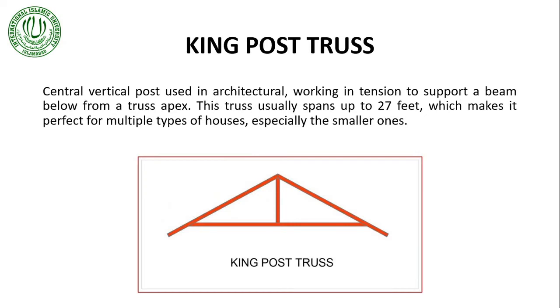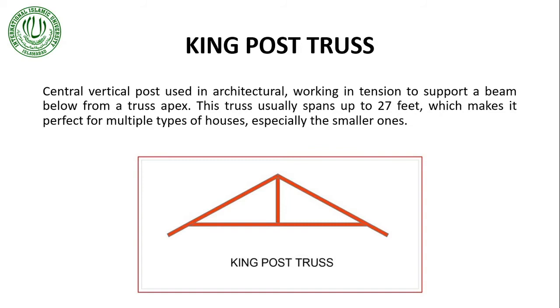So, king post truss. King post truss looks like this. This is the central vertical post used in architectural woodworking to support a beam below from a truss apex. What happens in a truss structure is that these members, the top chord and central vertical post, or the web members, are all those members which take the compression of the load. And this bottom chord is the member that actually takes the tension provided by the load.